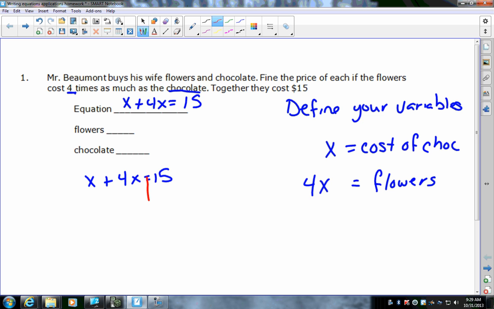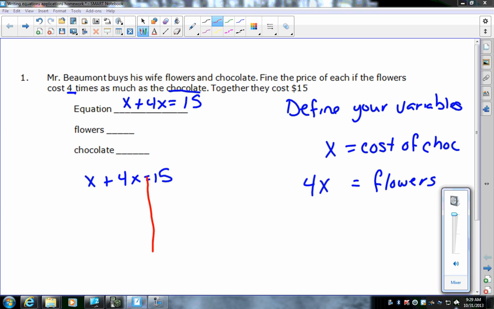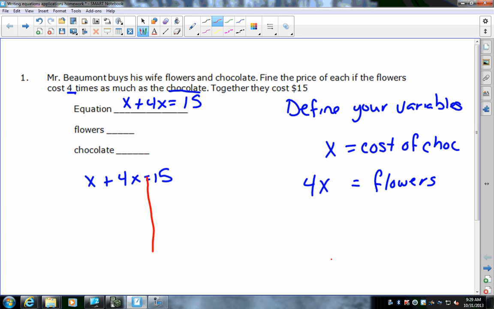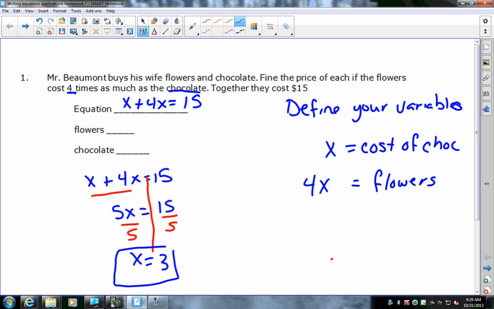So I'm going to go and draw my line right here. And I'm going to put my x's together. I get 5x equals 15. I'm going to divide by 5. X equals 3. 3 is x, which means right here it's the cost of the chocolate. So the chocolate's going to be $3.